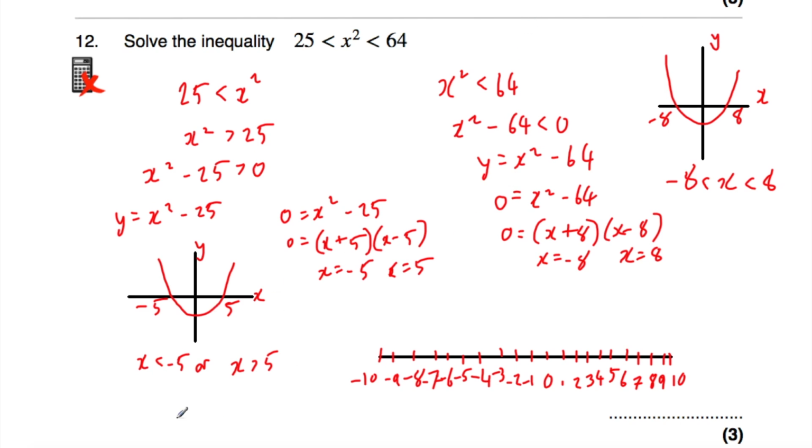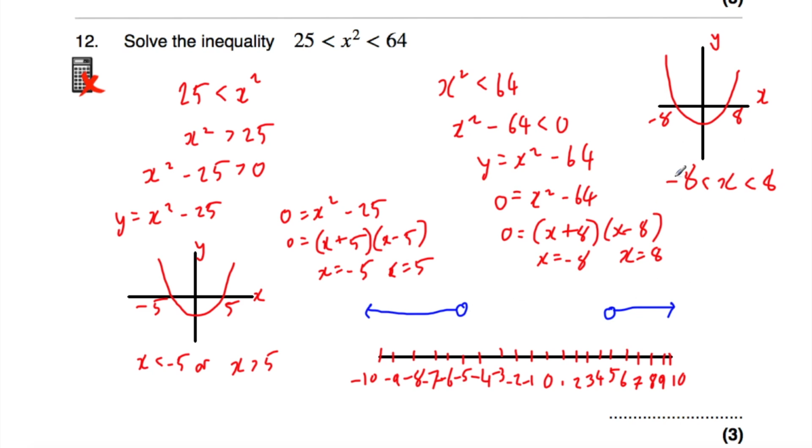So let's start off with this inequality here. x is less than negative 5 or x is bigger than 5. So less than negative 5, let's do a hollow circle at negative 5 and an arrow to the left. So that region would work. Or x is bigger than 5, so a hollow circle at 5 and an arrow to the right. So that's that first inequality represented on this number line.